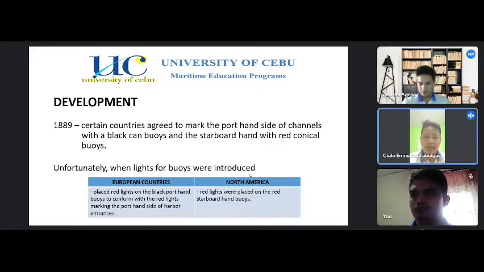The Ayala was developed in a certain country in 1889 to agree to mark the port hand side of channels with black can buoys and the starboard hand with red conical buoys. Unfortunately, when lights for buoys were introduced, European countries placed red lights on the black port hand buoys to comport with the red lights marking the port hand side of harbor entrances. In North America, red lights were placed on the red starboard hand buoys.